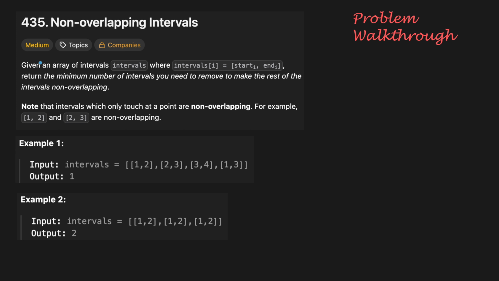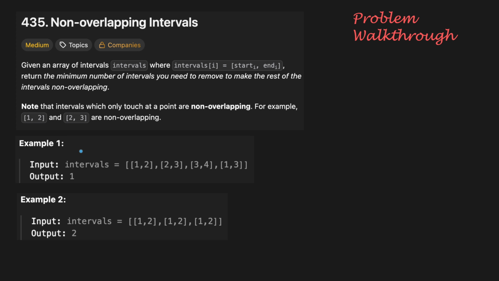Now to the problem. In this problem, we are given an array of intervals where each interval is defined by its start and end times, and some of these intervals may overlap, causing conflicts. Our goal is to return the minimum number of intervals we need to remove to make the rest of the intervals non-overlapping. A crucial point: intervals that only touch at their endpoints, like intervals from 1 to 2 and 2 to 3, are considered non-overlapping.